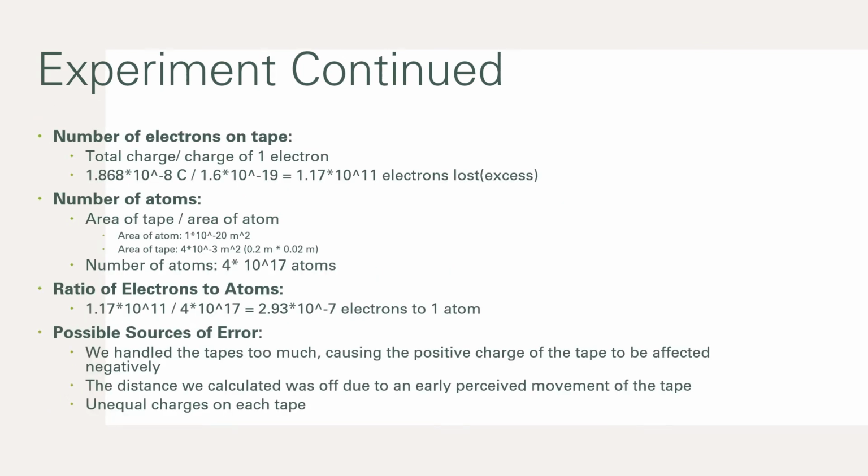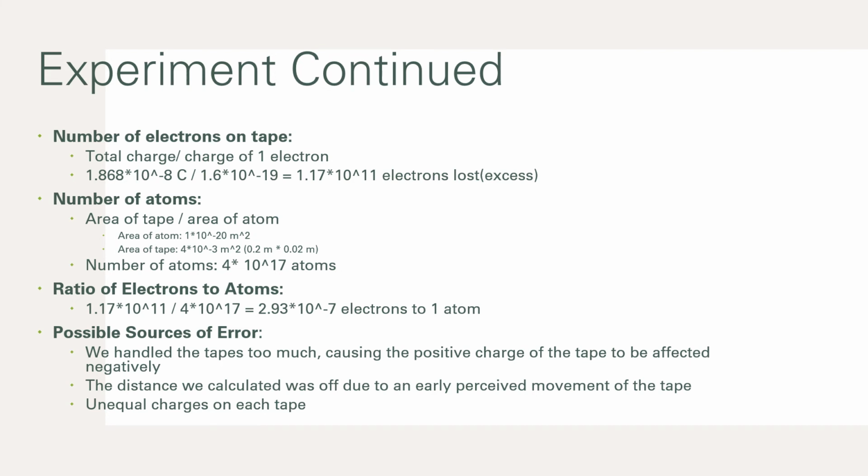Continuing with the experiment, we found that the number of electrons lost was going to equal the total charge divided by the charge of one electron. The charge of one electron was 1.6 times 10 to the negative 19. And so we found that 1.17 times 10 to the 11th electrons were lost. To find the number of atoms, we took the area of the tape divided by the area of an atom, and we found that 4 times 10 to the 17 atoms were lost. For the ratio of electrons to atoms, we found that 2.93 times 10 to the negative 7 electrons were for one atom.